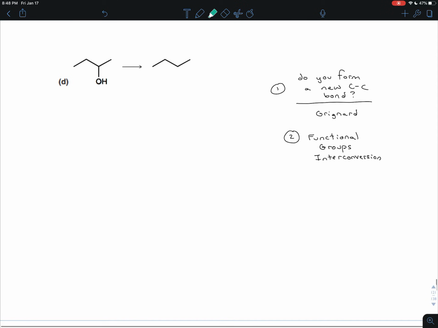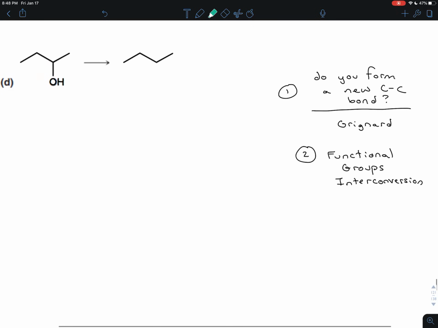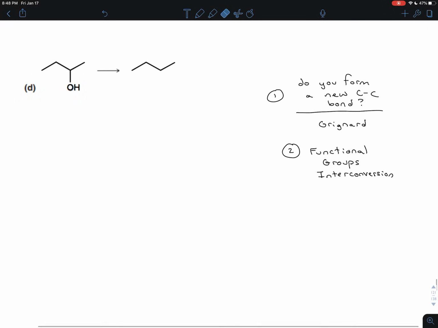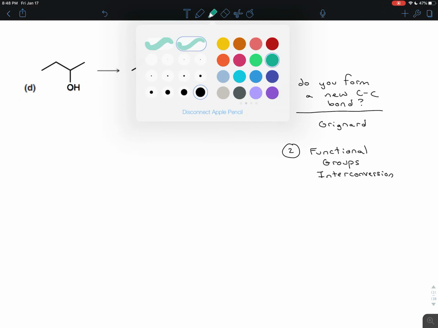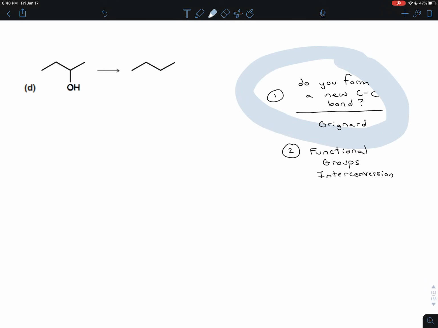All right, let's try D. So for D, we're going to always ask ourselves that first question: do we need to form a new carbon-to-carbon bond? Do we need to use a Grignard reagent? Now here, our original carbon chain has 4 carbons. Our product has 4 carbons. If you have the same number of carbons, you don't need to add one. You don't need to form a new carbon-to-carbon bond. So we're not going to use a Grignard reagent here.